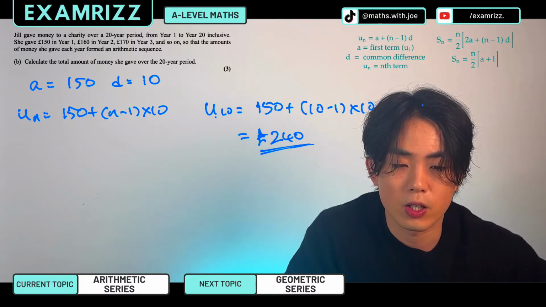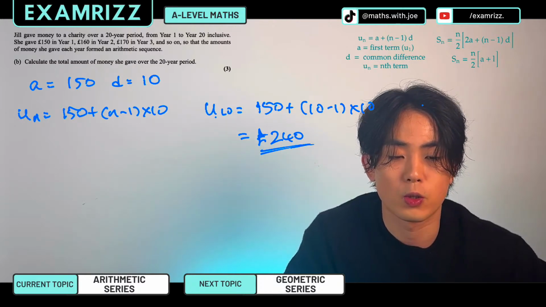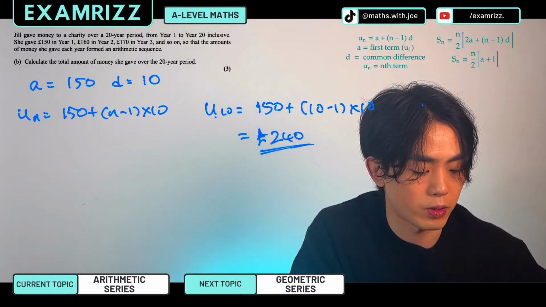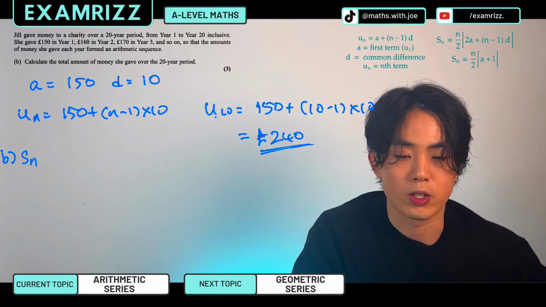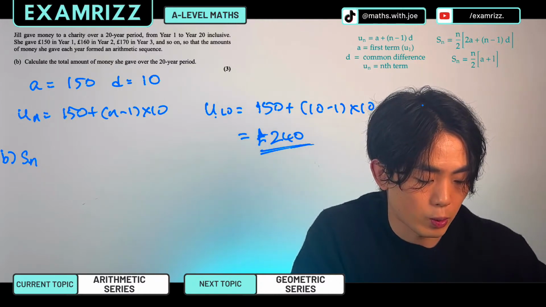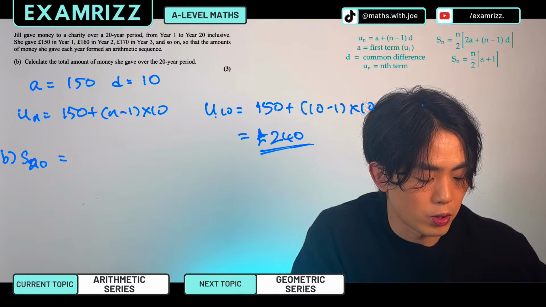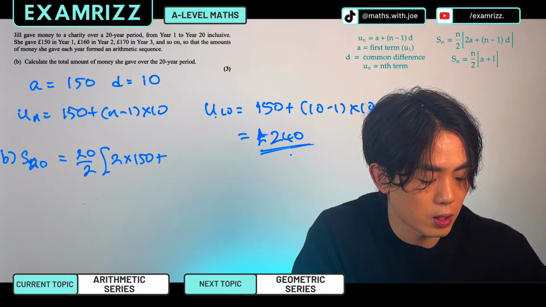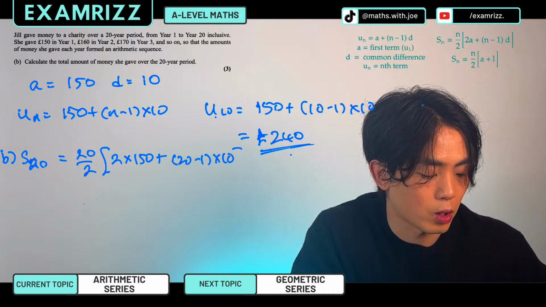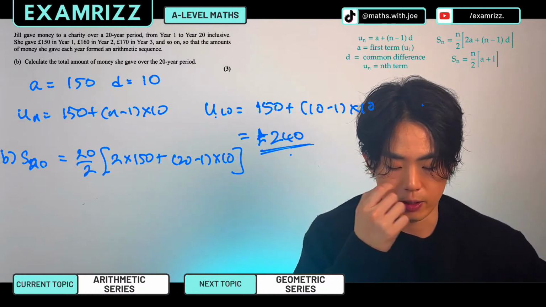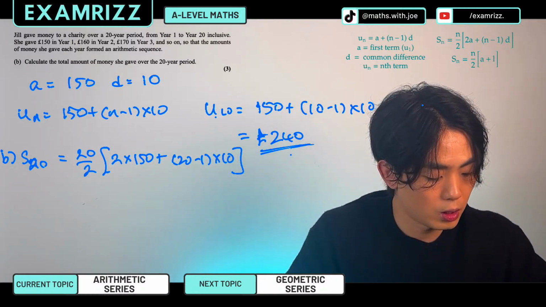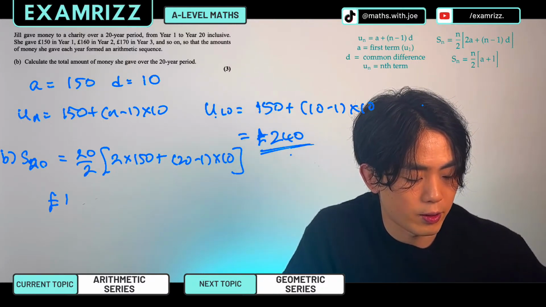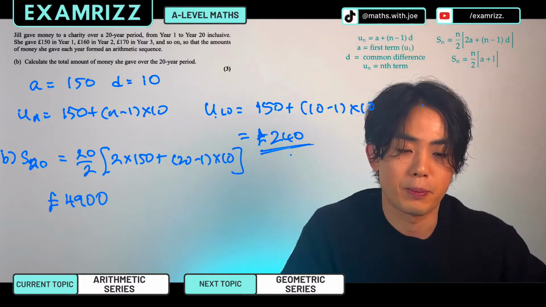Part B says calculate the total amount of money she gives over the 20-year period. Understanding the question, it means basically the sum of the 20 years she gives. If it's a sum, then we use the Sn equation. It's 20 years, so n will be 20, so S20 is going to be n over 2, so 20 over 2 times 2a. So a is still the same, 150, plus 20 minus 1 times the common difference of 10. If you work this out, it gives that Jill gives to charity £4,900 over a 20-year period.